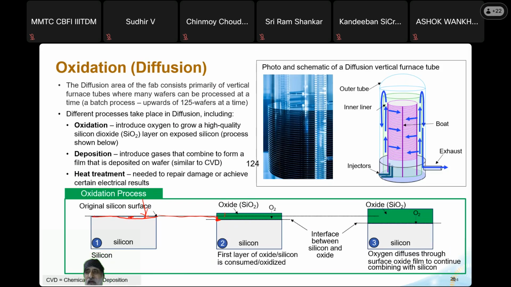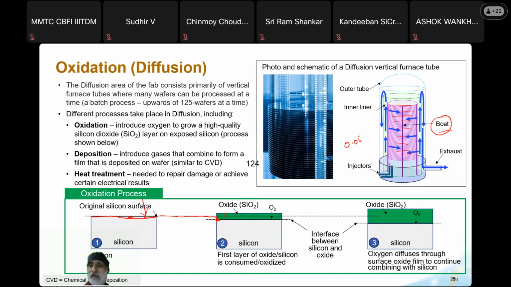And furnaces, as I told, there are vertical furnaces, there are horizontal furnaces. Vertical are better, they give better uniformity. And there is something which is called a boat. On the boat, the wafers are kept. And a furnace can take 100 wafers, 200 wafers, even 500 wafers, depending on the type of the furnace. These are expensive furnaces, very well controlled. You can control temperature in the range of 0.05 degrees centigrade. So they are very expensive, and there are only 2 or 3 companies which make these things.